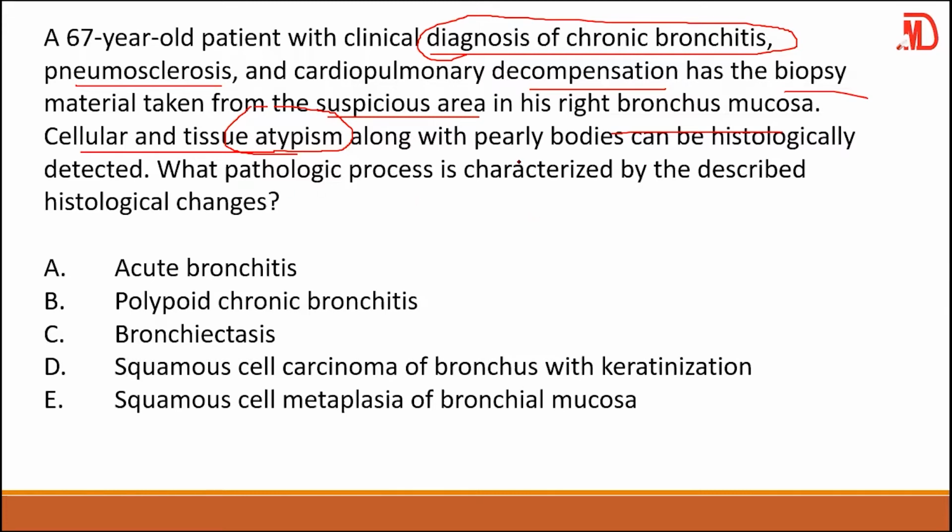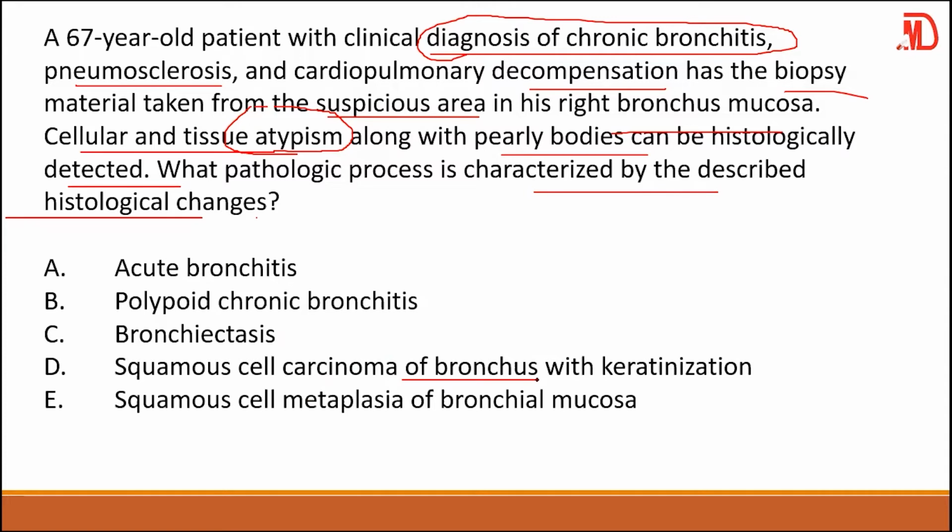Now, with these early changes that can be histologically detected, what pathological process can be described over here? So definitely you are looking for a case of a cancer, isn't it? So this is a cancer of the bronchus. Because like I said, uncontrolled proliferation is a cancer, or it's a neoplastic condition. So over here we are looking at a squamous cell carcinoma of the bronchus.